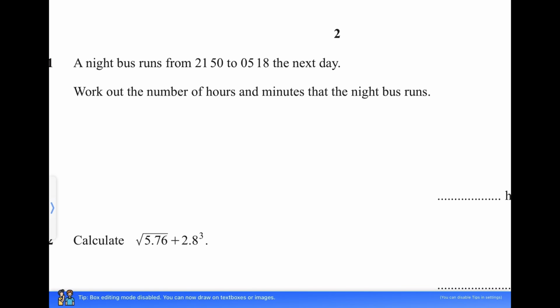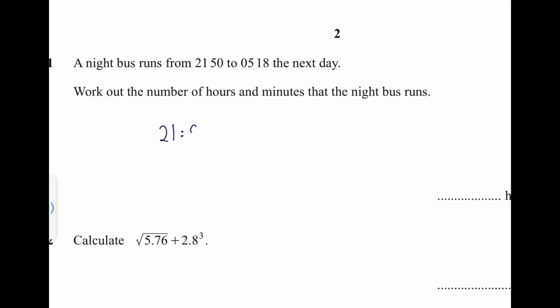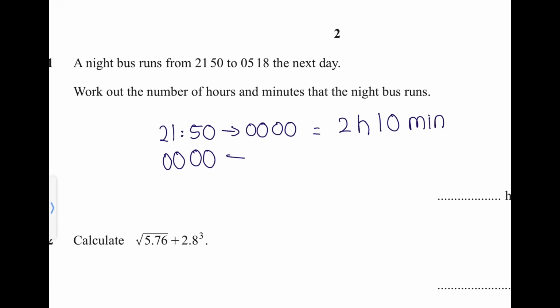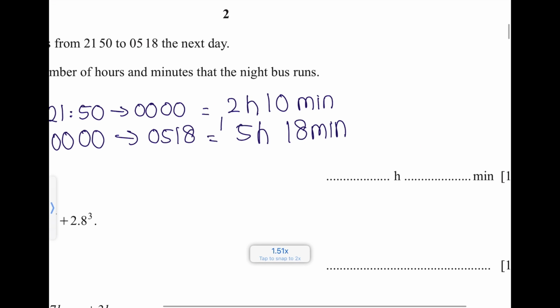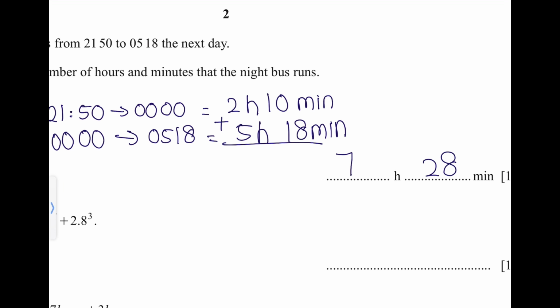So for this, 2150 to 12 o'clock, or basically to 00, would be how many hours? That would be 2 hours and 10 minutes. Then from 00 to 0518 is 5 hours and 18 minutes. If you add them up, it gives you 7 hours and 28 minutes. So 7 hours and 28 minutes.